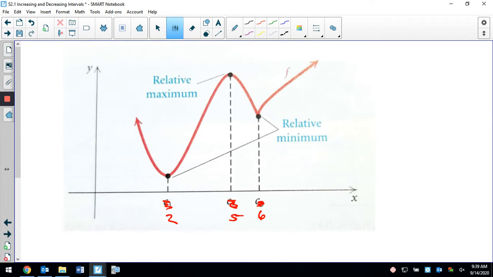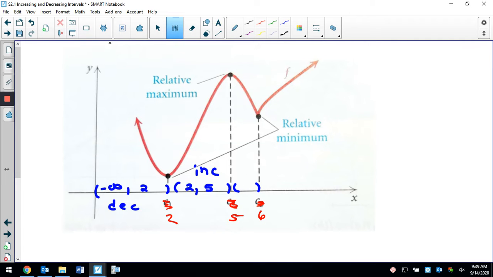All right. Here's another example here. We have a relative maximum point. We have a relative minimum point or two. And so let's name the intervals. This first interval right here is going to be from negative infinity to positive 2. And then this interval is positive 2 to 5. It's increasing, whereas this first one was decreasing. And then from here to here, it is decreasing again from 5 to 6.